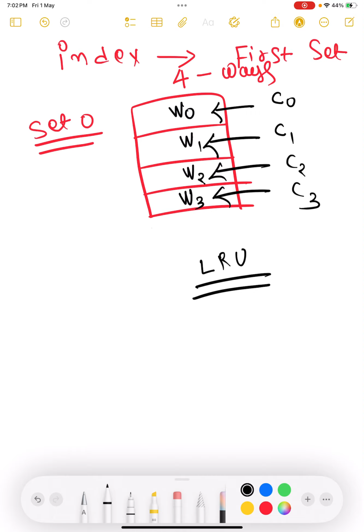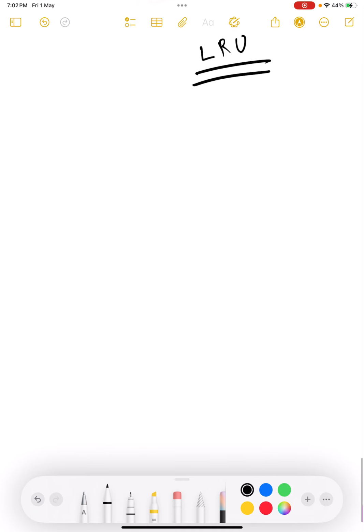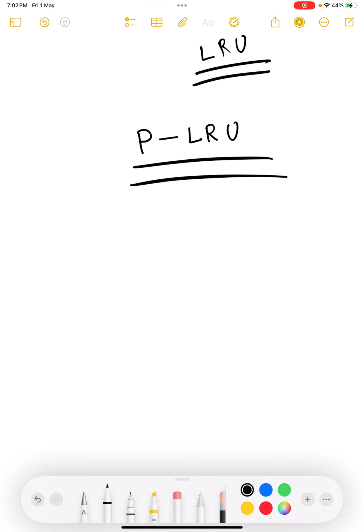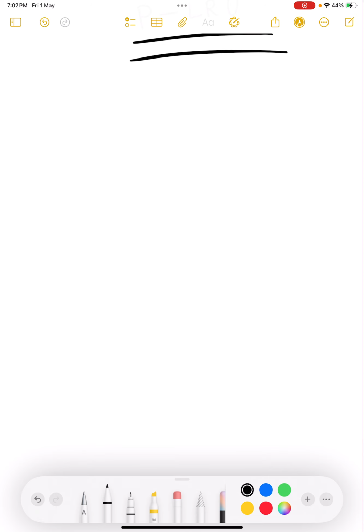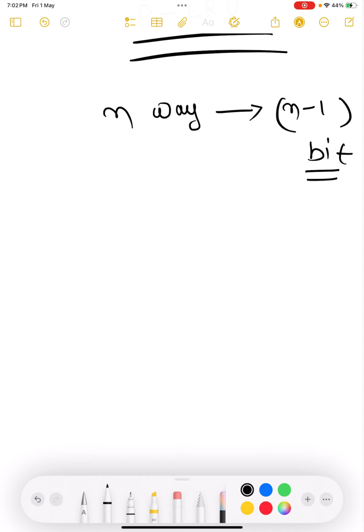So what the industry is preferring right now is called pseudo-LRU. The short form is PLRU. So how does it work? For pseudo-LRU, if you have an n-way organization, then you will need only n-1 bits to implement this algorithm. Okay, n-1 bits are sufficient to implement this particular algorithm. Now let me describe that algorithm.